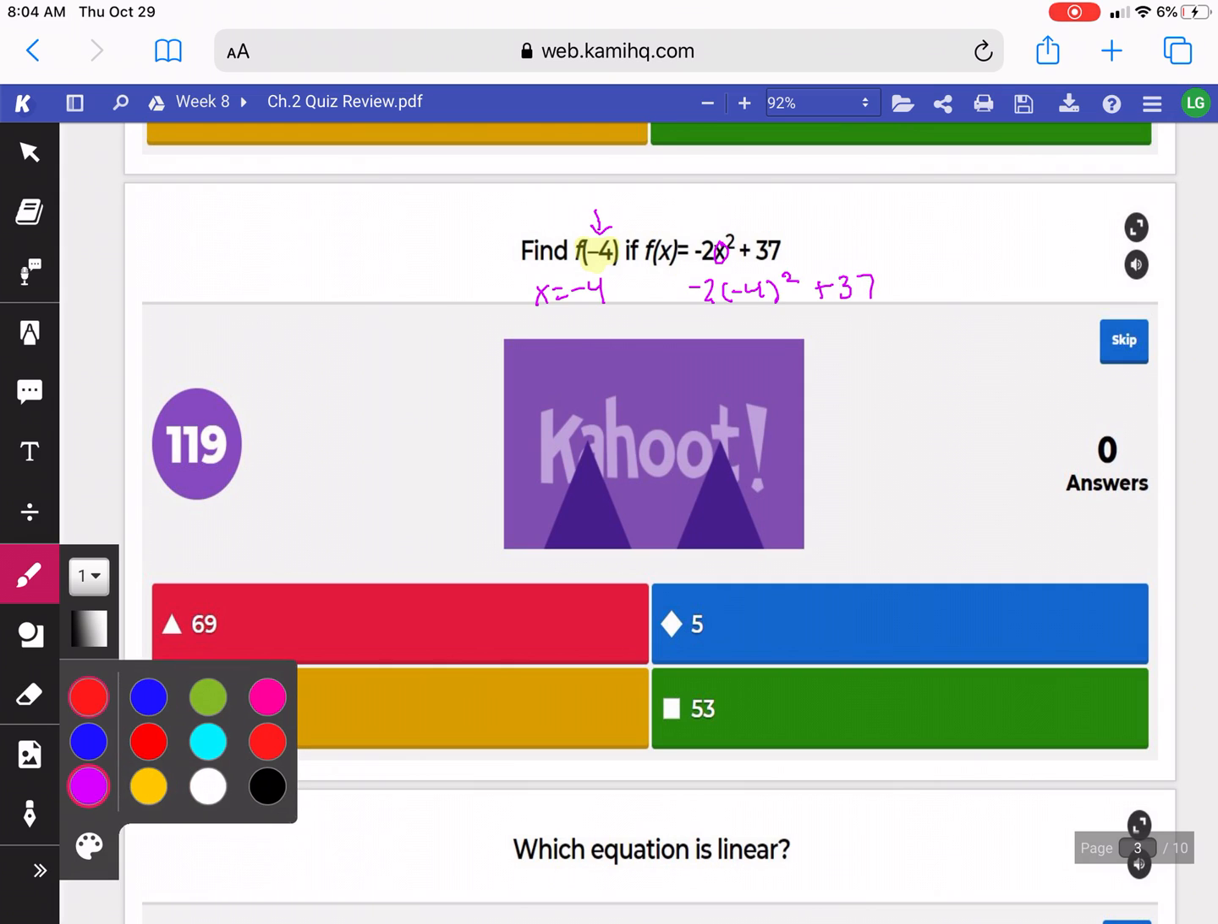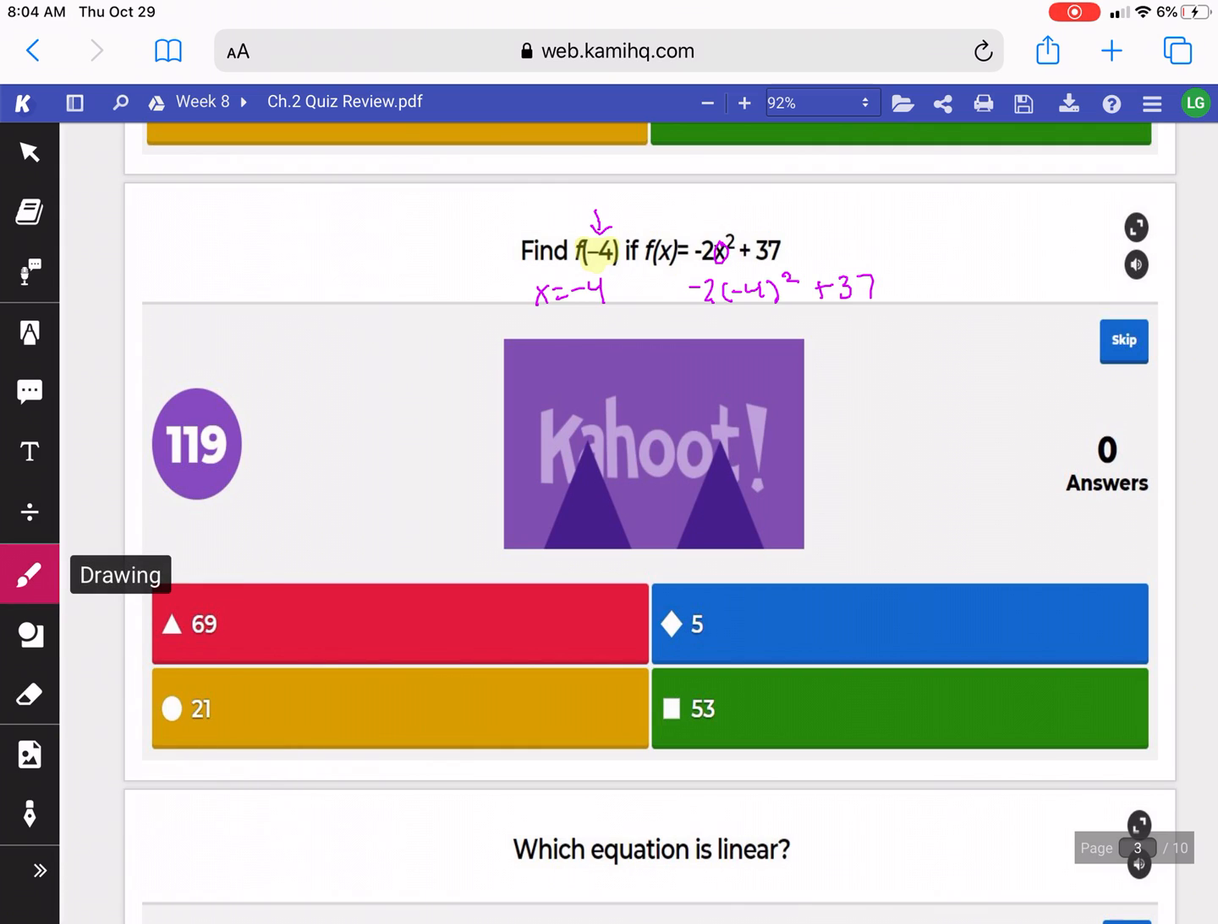And from here we can use PEMDAS. So we're going to start by doing -4 squared, which means -4 times -4, or +16. So our problem becomes -2 times 16 plus 37. -2 times 16 is -32. And if you add 37, you get 5 as your answer.